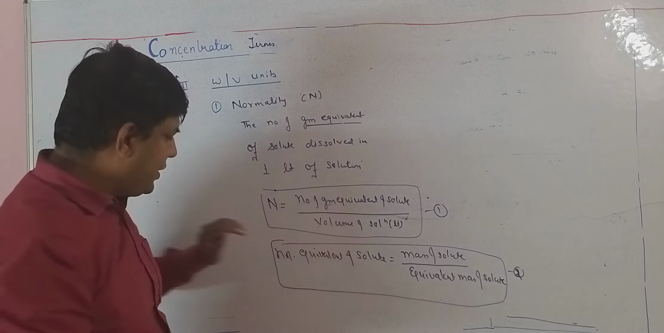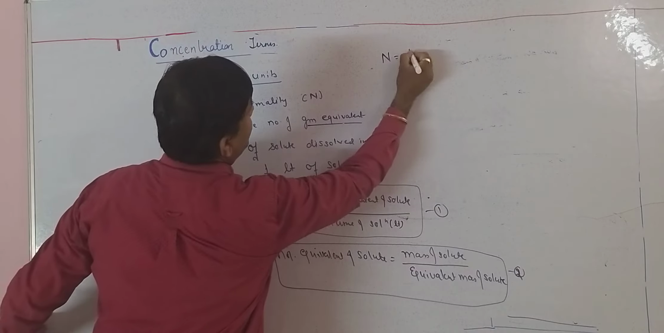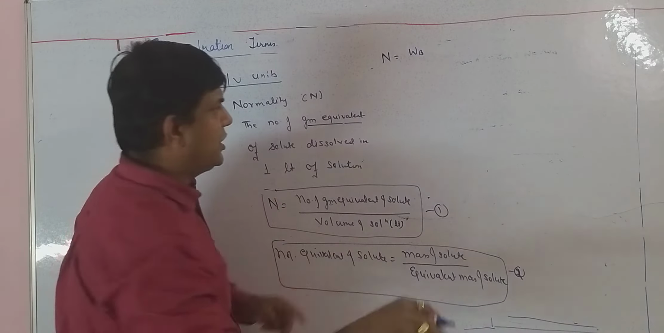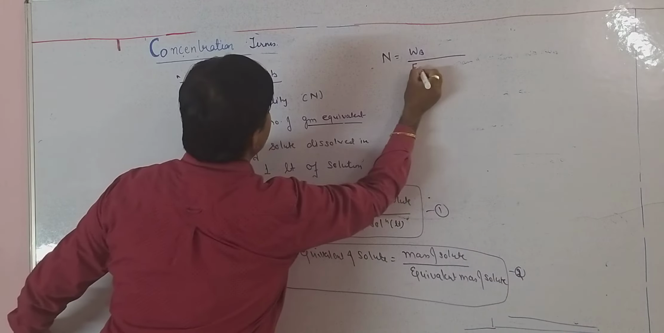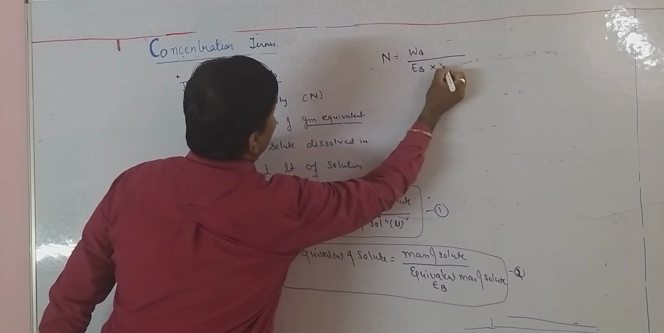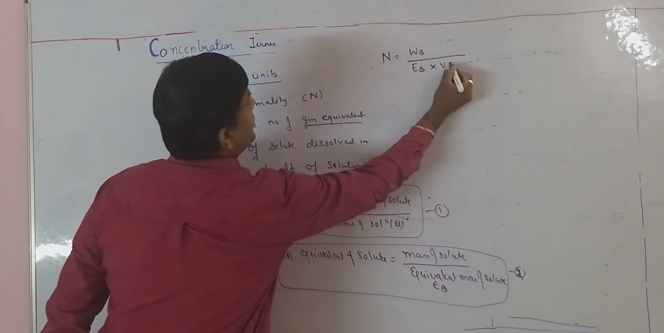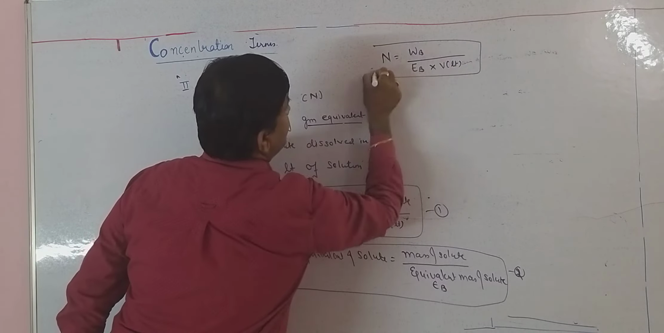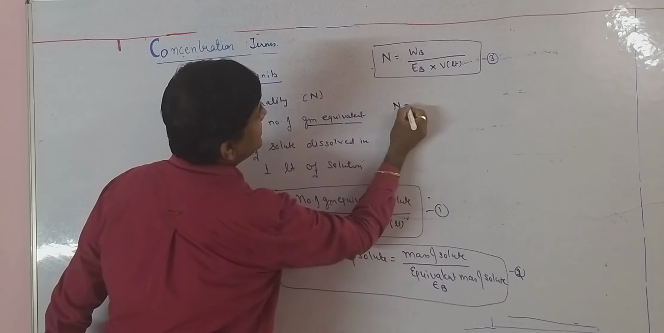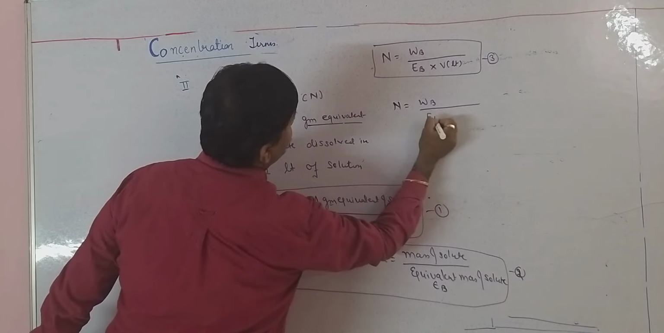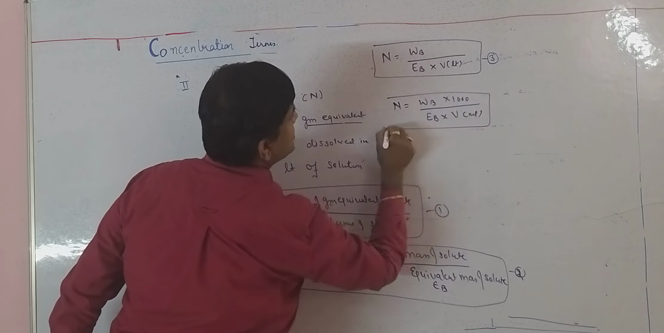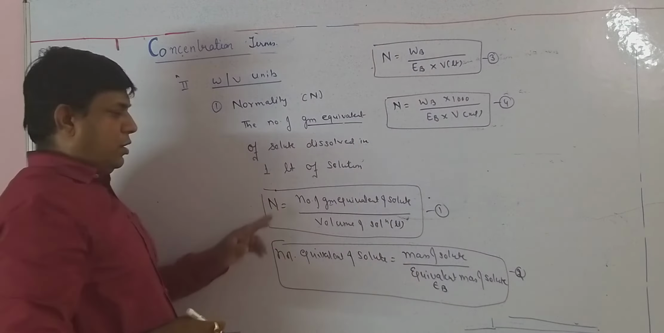So if we put the value here, then normality becomes, remember WB, I have told you earlier in the last class, WB is the weight of the solute in gram, divided by EB. Now what is EB? It is the equivalent mass of the solute, multiplied by volume of the solution. It should be in liters. So this is formula number 3. If volume is not given in liters, normality is equal to WB upon EB into volume; if it is in ml, multiply by 1000. This is formula number 4. So 1, 2, 3, 4.